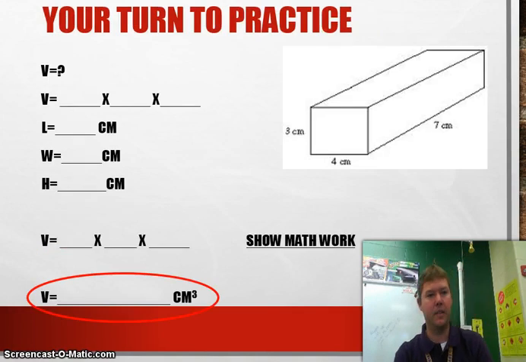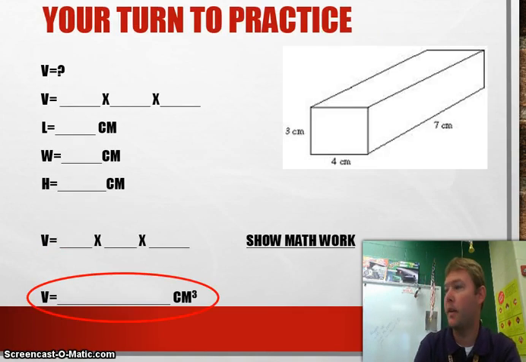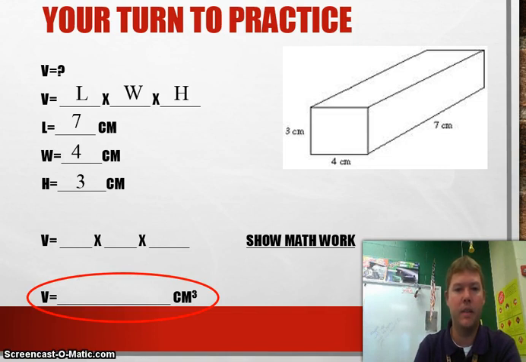Your turn to practice. So first thing we're going to do is write V equals question mark. Then write V equals, so we need to plug in what our letters are. L times W times H, length times width times height. There's our equation. Now we need to figure out what the length is. Well, our length is going to be 7 centimeters. Our width is 4 centimeters. Our height is 3 centimeters. Notice I've labeled them and put the correct units.